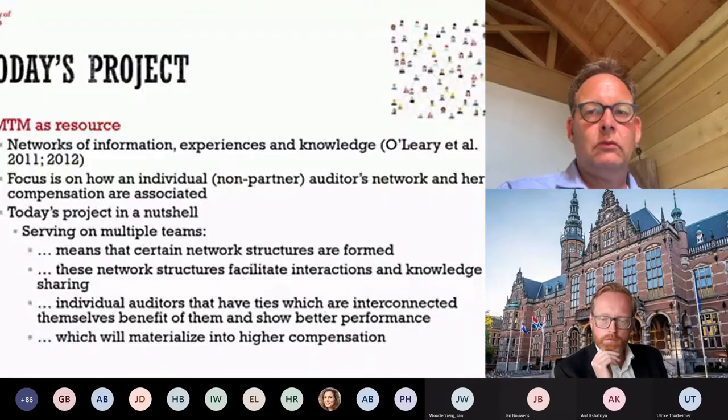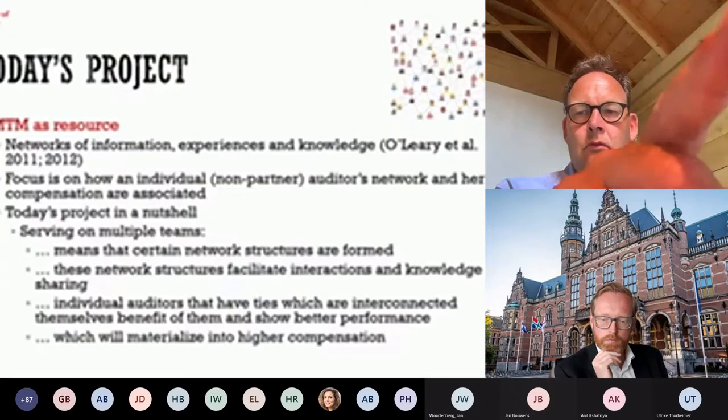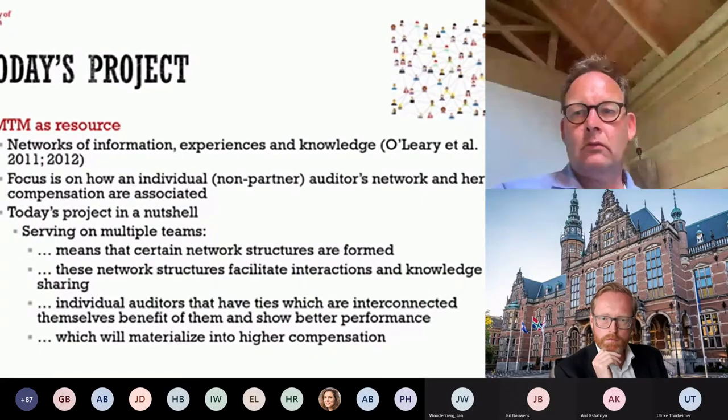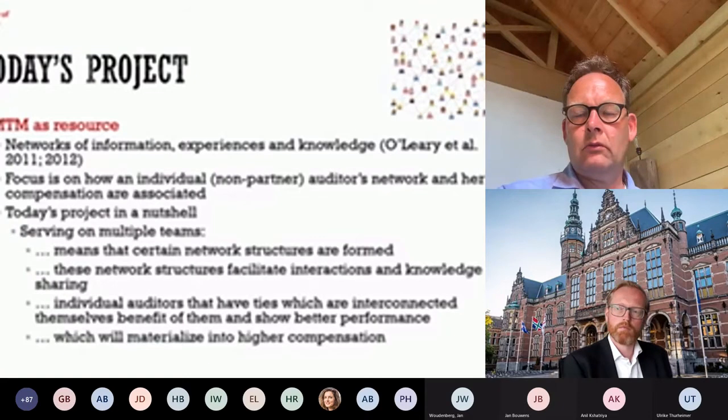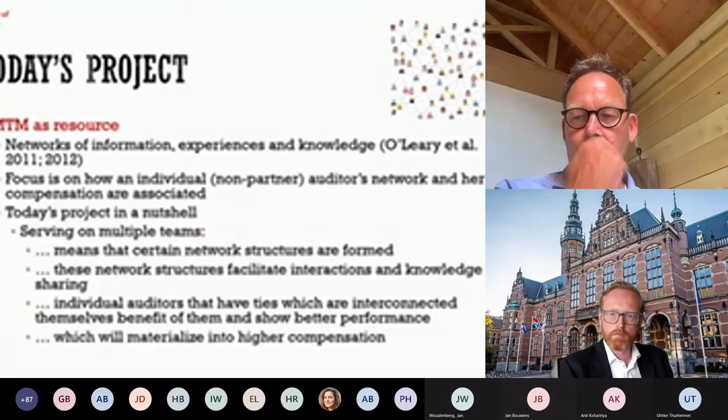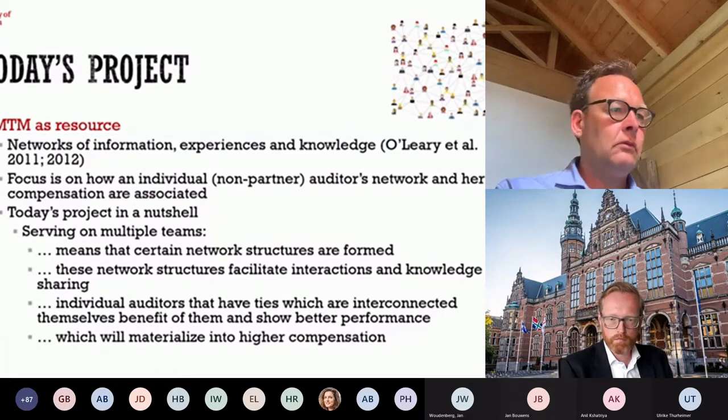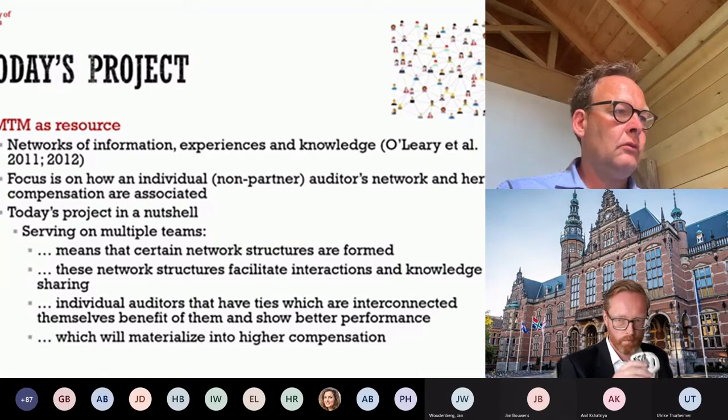If you look at today's project, we align with this idea and we try to associate how an auditor's network, because he or she sits on several teams, may explain his or her compensation. In a nutshell, the main message of today's project is that if you as an auditor sit on several teams within a year, you can imagine that certain network structures are formed.